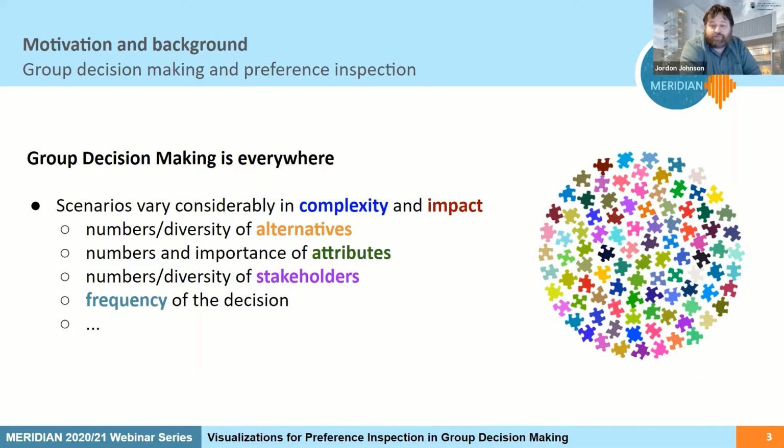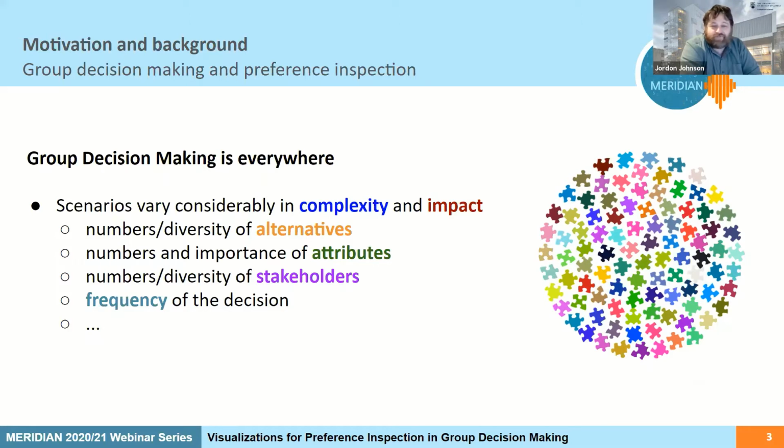And in these attributes, we have variance as well in terms of the numbers of attributes that may need to be considered, as well as their importance. So, for example, if I'm choosing a hotel, I don't really care whether or not the hotel has a pool, but it had better have Wi-Fi.